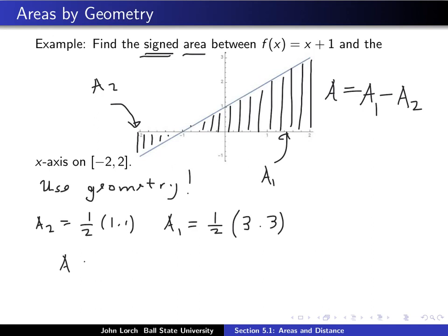So if I want A, which is the signed area, I take A2 minus A1, or excuse me, it's actually A1 minus A2, right? Because the stuff below the x-axis is to be treated as negative. And I get 9/2 minus 1/2, which is 4. So the signed area anyway, between the curve and the x-axis is equal to 4. And we were able to obtain that in this special instance without having to take limits of sums of rectangular areas. We just used the formula for the area of a triangle.